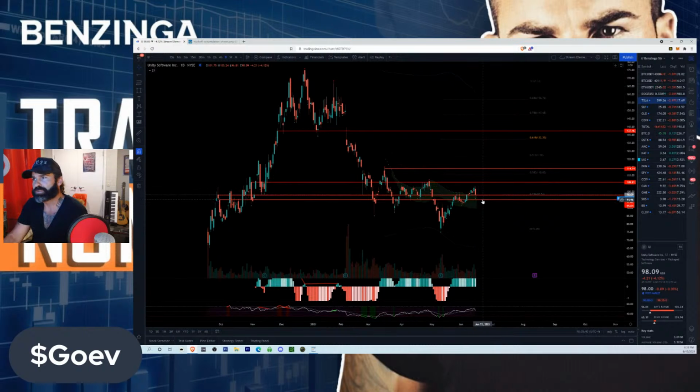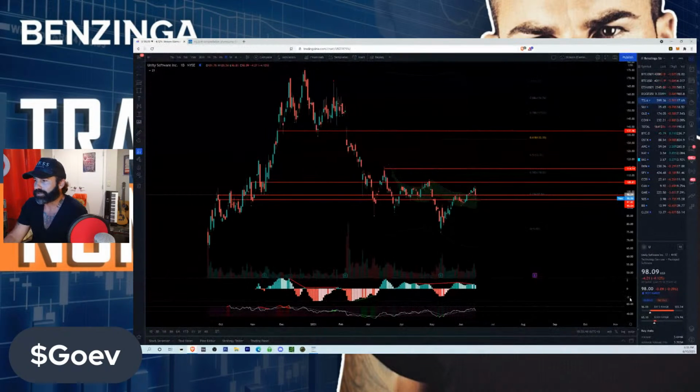But as far as an entry, I would wait for some confirmation. Right now, it does look like you're still at least going sideways, retesting some of these lower levels here.